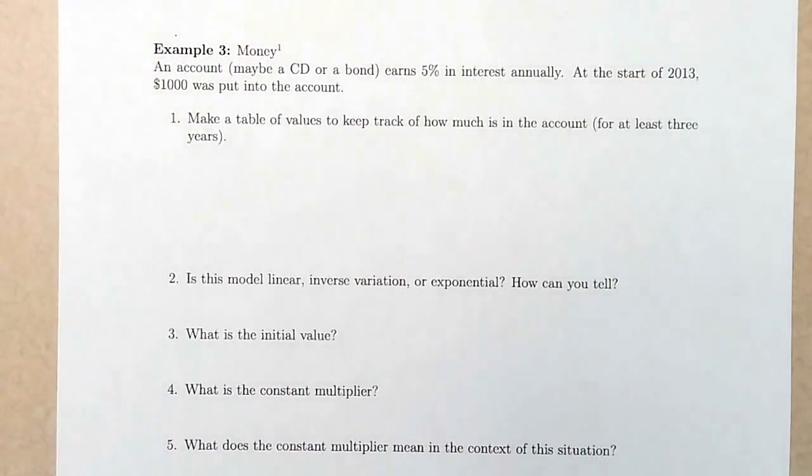An account, maybe a CD or a bond, earns 5% interest annually. That's a lot. It's pretty good. At the start of 2013, $1,000 was put into the account. Make a table of values to keep track of how much is in the account for at least 3 years.